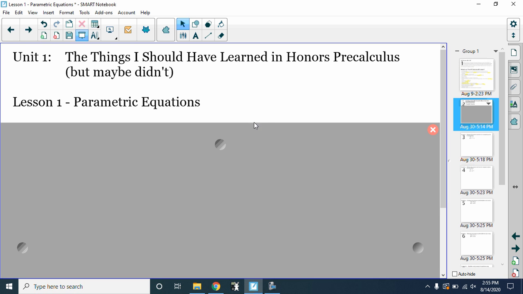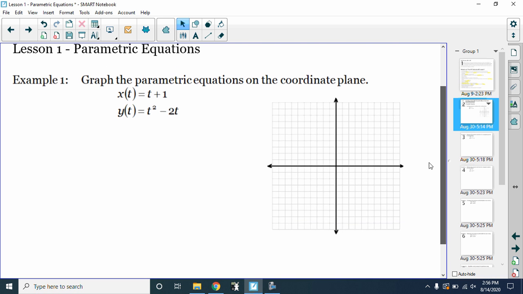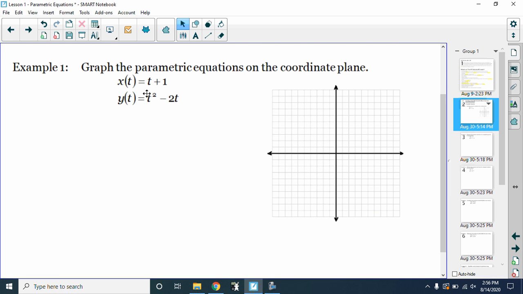So example 1 asks us to graph parametric equations. So parametric equations are the ones, they look like this, where it gives us a third variable t, and it defines the x value and the y value in terms of t. So the x value is equal to t plus 1, whereas the y value is equal to t squared minus 2t. T usually indicating time.